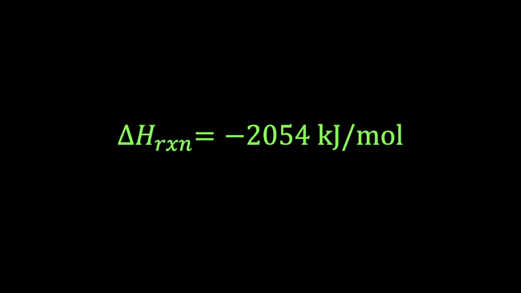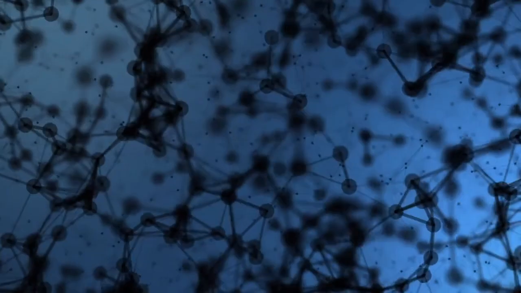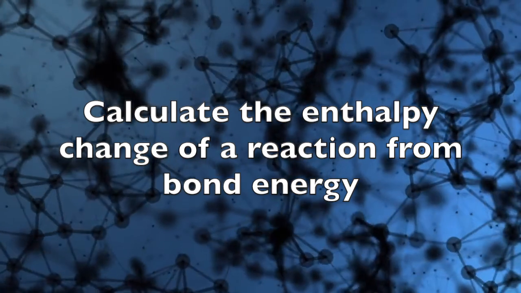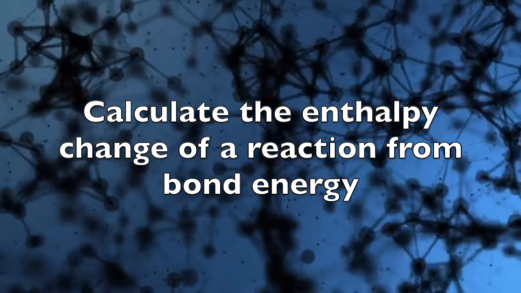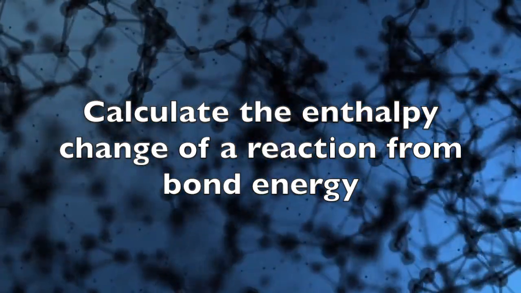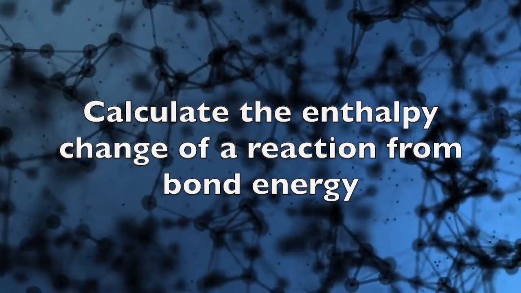And because this value is negative, we know that the energy that was released when forming the bonds is greater than the energy that was absorbed when the bonds are broken, and hence our enthalpy of reaction is negative. So to summarize, you should now be able to calculate the enthalpy change of a reaction based on the average bond energies of bonds broken and formed in a reaction.